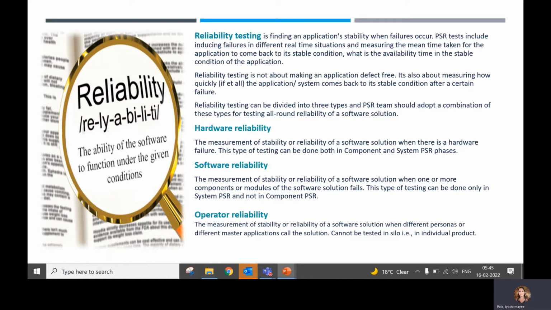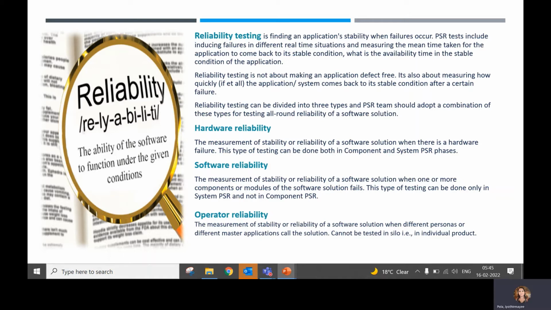This entire concept is the perspective that is needed for reliability and resiliency testing. Once again, this type of testing in PSR is not about making the product fault-free, but accepting that there will be faults. We need to handle them. How we handle them is what is important. And when we handle them, how much is the loss and what is the value of that loss? What is the impact of that loss is what reliability and resiliency testing is all about.